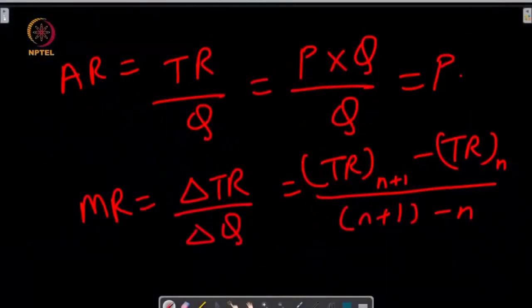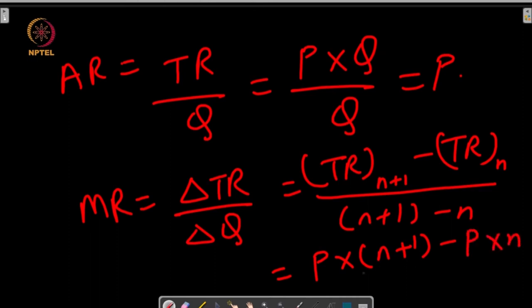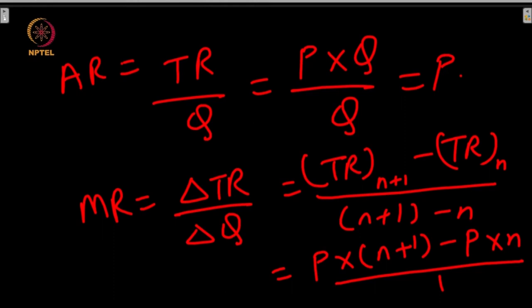And in this case, we are talking about the change in the revenue by selling one extra item. So earlier the seller had sold n items and now he is selling n plus one items, which is why we have TR n plus one minus TR n. Now in this case, total revenue for selling n plus one items will be P into n plus one, minus TR for n items, which is P into n, divided by n plus 1 minus n, which is 1. So this now becomes Pn plus P minus Pn divided by 1. Now Pn and Pn get cancelled, and the result is P.